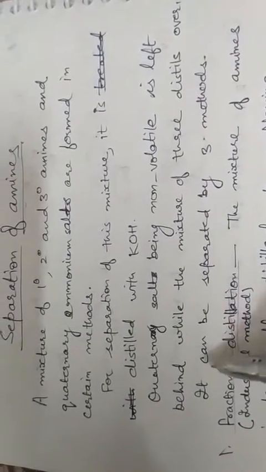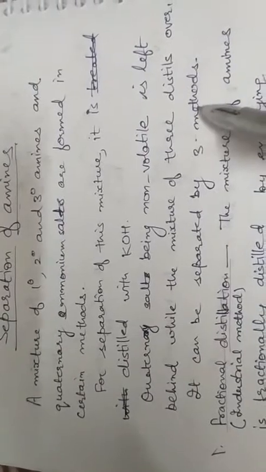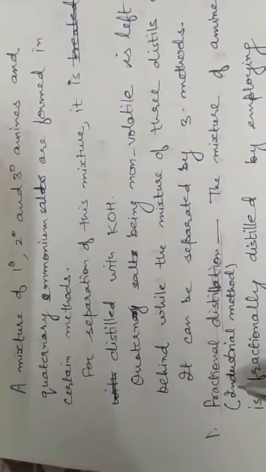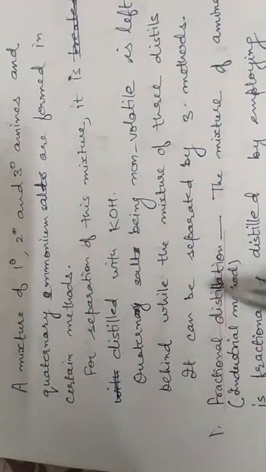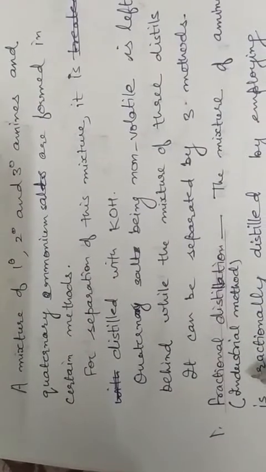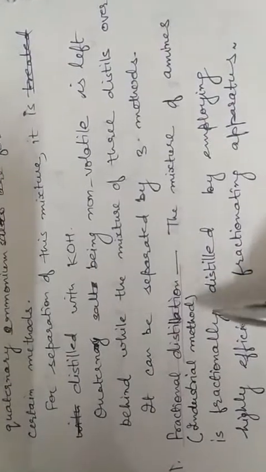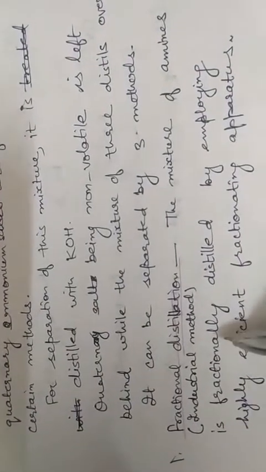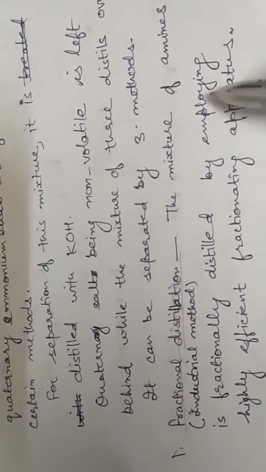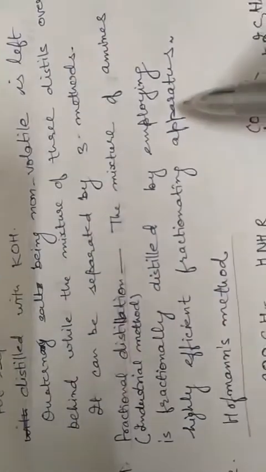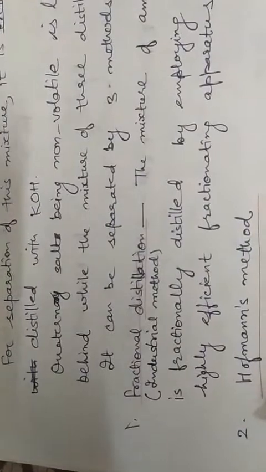This mixture can be separated by three methods. One is fractional distillation. This is used on industrial scales. The mixture of amines in this method is fractionally distilled by employing highly efficient fractionating apparatus. The second method is Hoffmann's method.